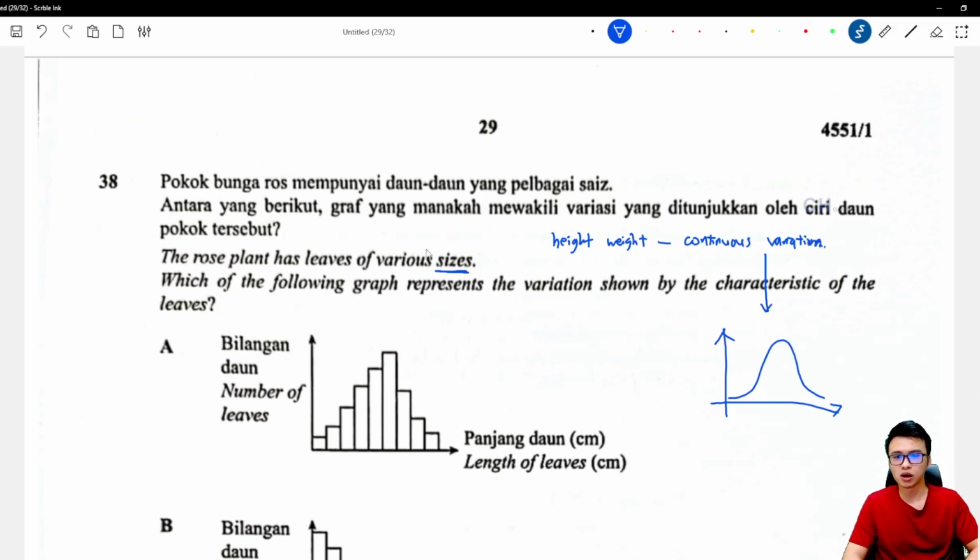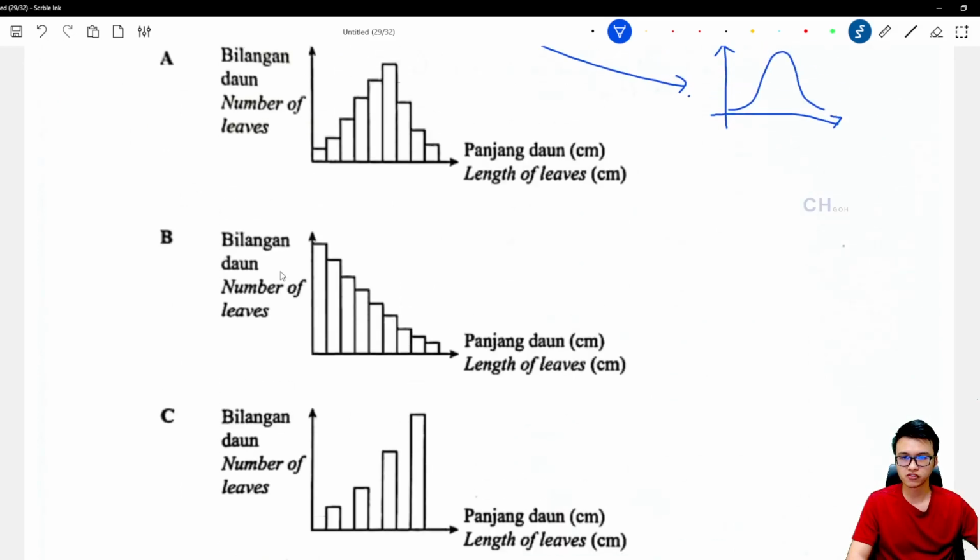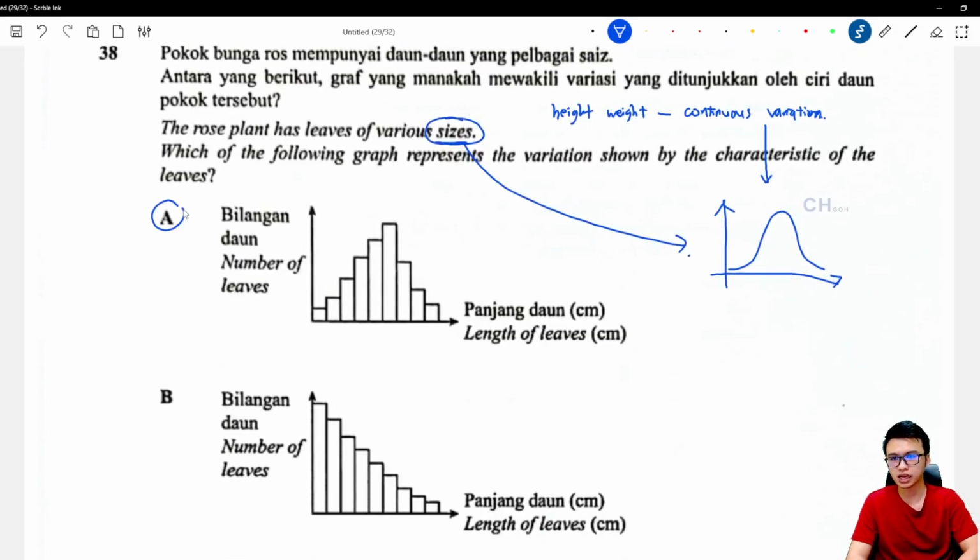So the size of the leaf is also continuous variation because the characteristic is not distinct. It is not distinct, so it will produce the bell curve graph for this question as well. So we look at the question, which one is the bell curve? So the answer should be A. Question 38 should be A for this question.